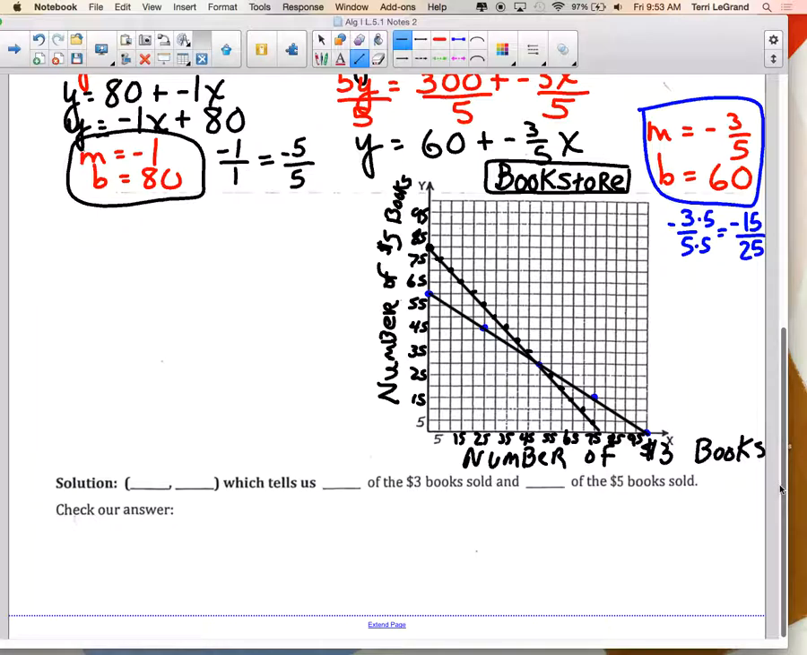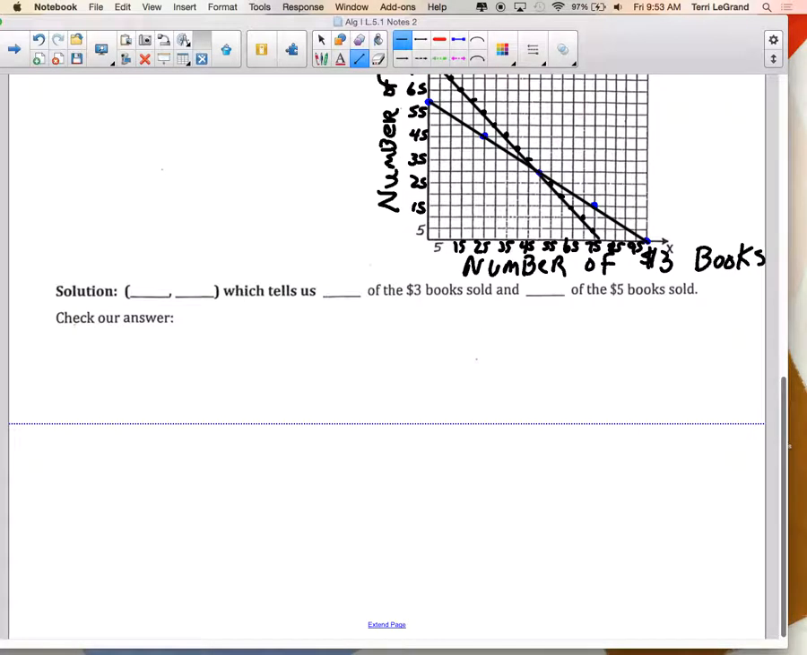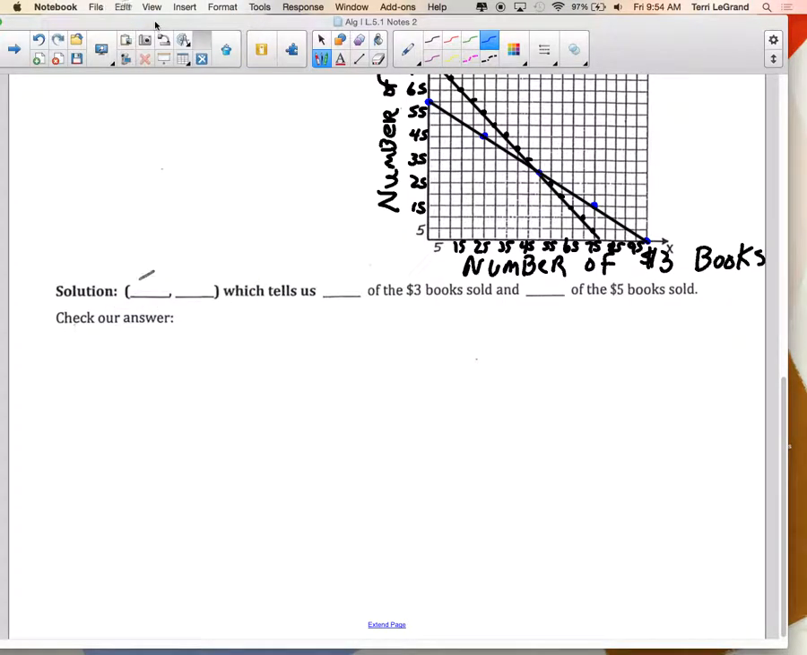Okay, it looks like I've provided the spot where we're going to write our ordered pair solution. What is it? Where are our line segments? 50, 30. Everybody agree? Look at your graph and make sure. Okay, which tells us what then? 50 of the $3 books were sold and 30 of the $5 books were sold.